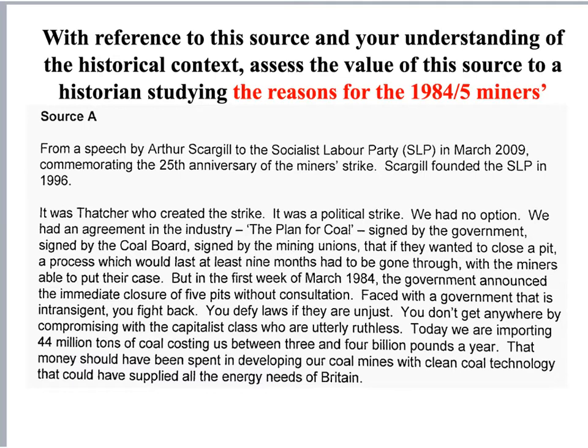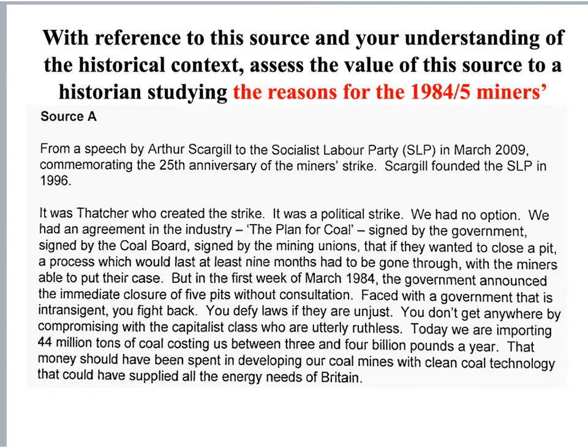There are some things that don't in the content. The idea that clean coal technology was around at the time isn't necessarily the case. And I'm not so sure that coal would have been supplying all the energy needs of Britain, because things had moved on a little bit by then and nuclear power was developing, and there were other means of sourcing resources for power stations at the time. So it perhaps is a little bit exaggerated in that way. In terms of the tone and the language, well, we've already mentioned that a little bit.